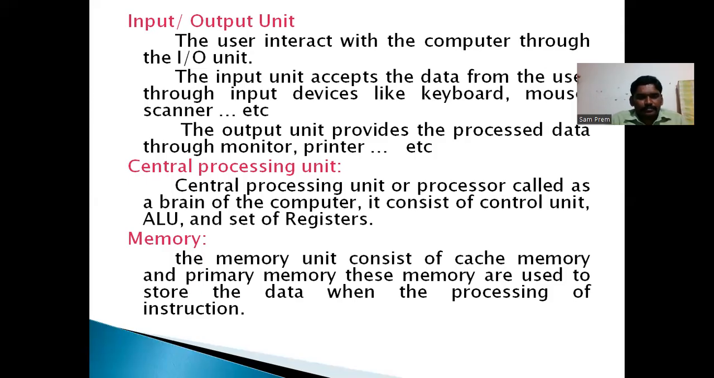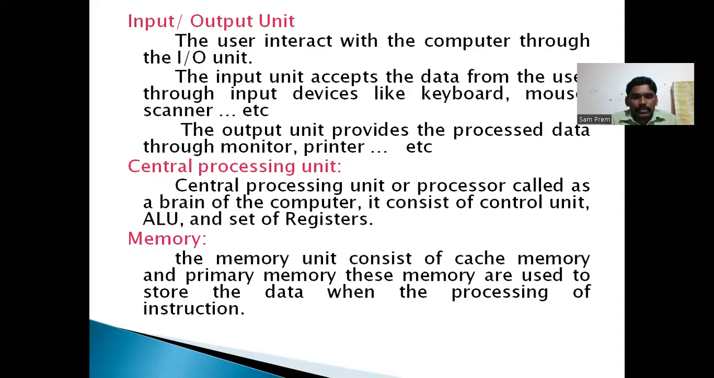The output unit provides the processed data through a monitor or printer. So monitor and printer are the output devices. They show the output to the users. Next one, central processing unit. The central processing unit is nothing but a processor. As I already explained, it's nothing but the brain of the computer.